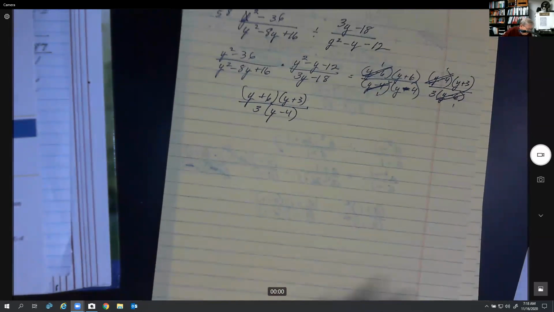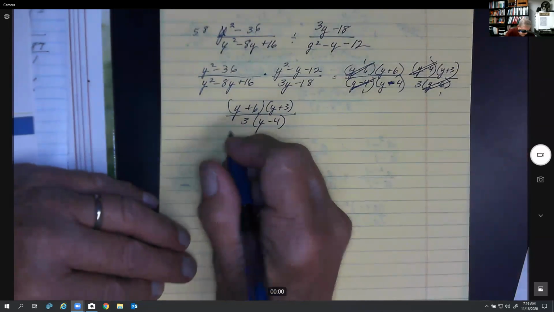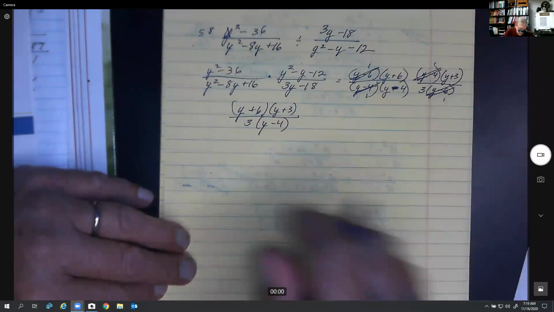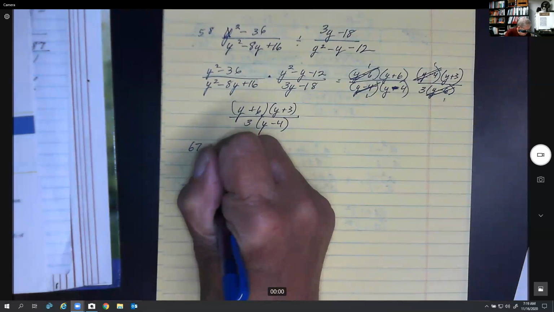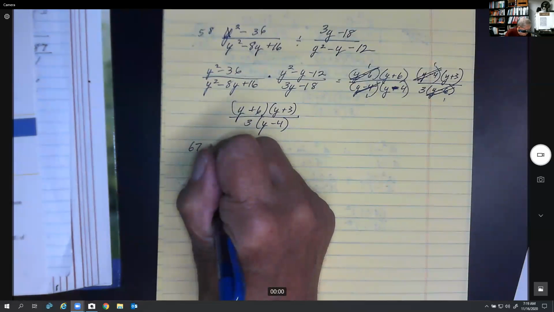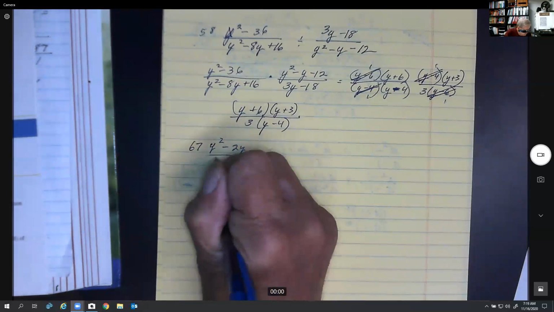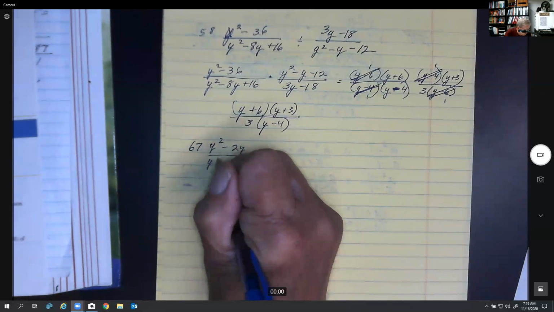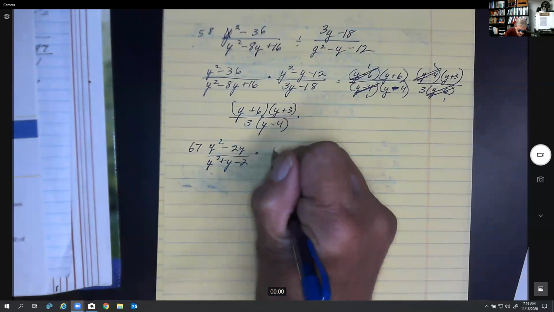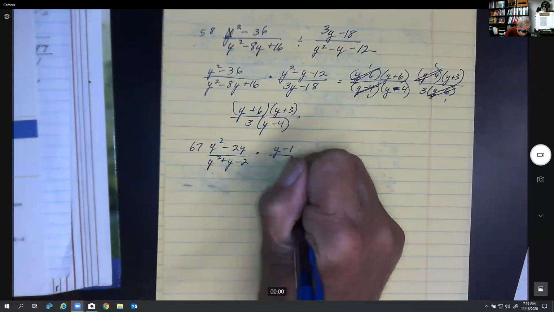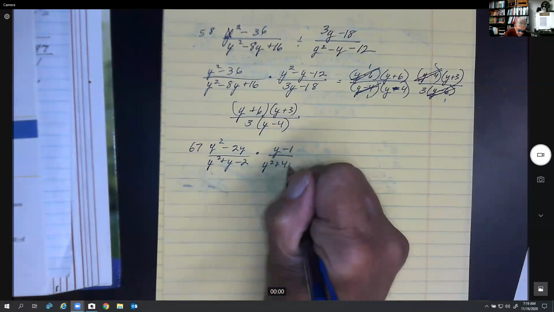All right. Let's try one more here, a little bit heavier duty one. This is number 67. I'll write it out like how I'd like to see it on your papers. Write down the problem: y squared minus 2y, times y squared plus y minus 2, times y minus 1, over y squared plus 4y plus 4.